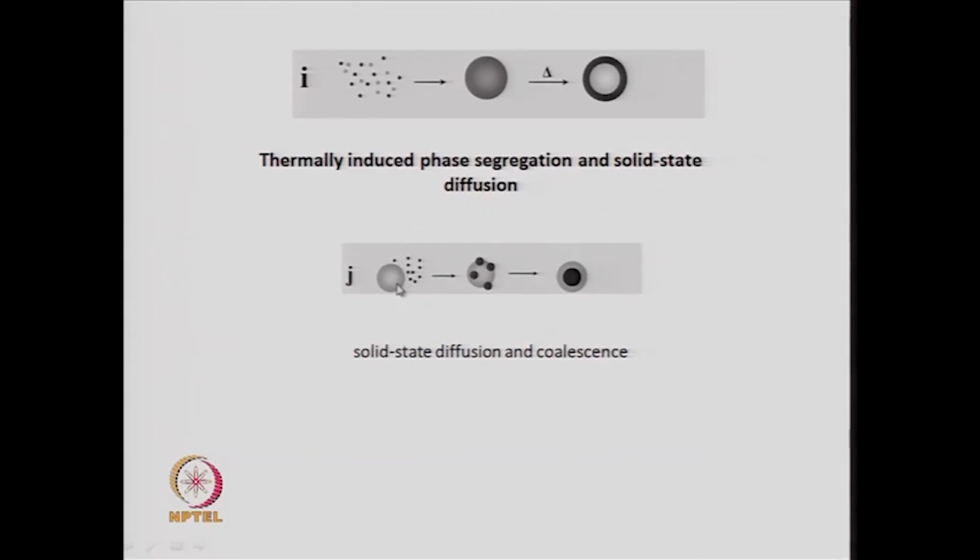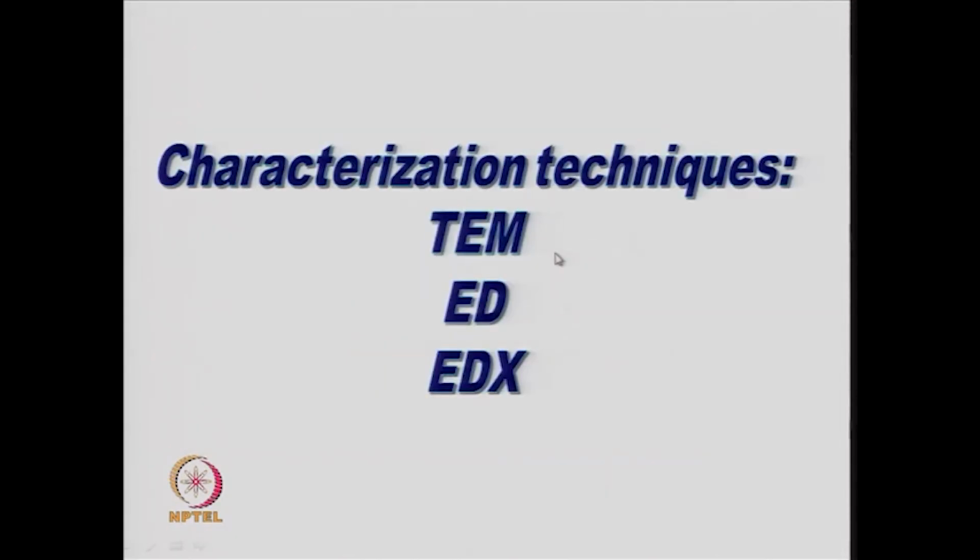Here what happens is you have a core particle and there is another particle, and initially they adsorb on the surface. So, you have these small particles becoming larger, they are coalescing on the surface, and ultimately you can form a core shell type of structure. So, several mechanisms of making core shell structures.